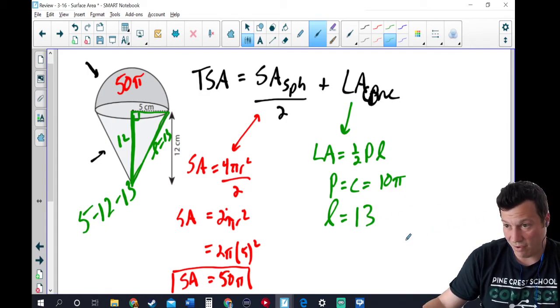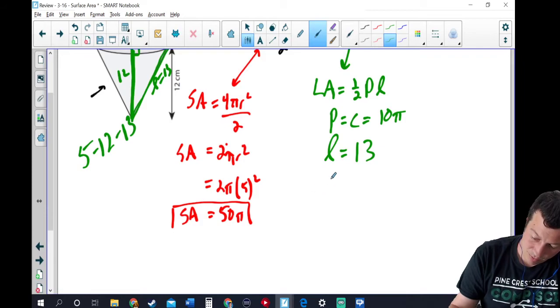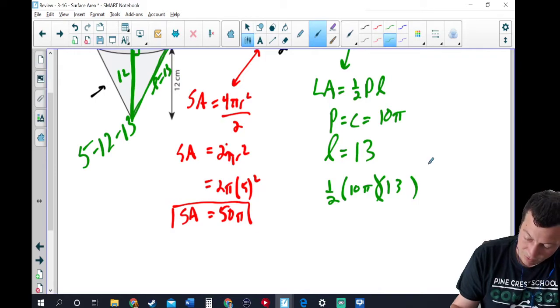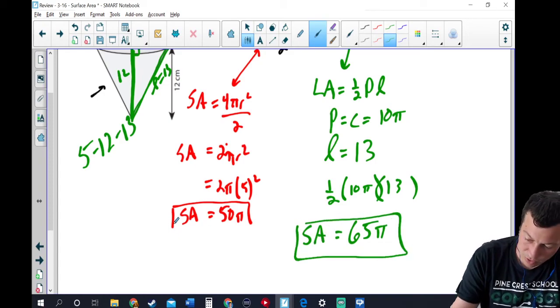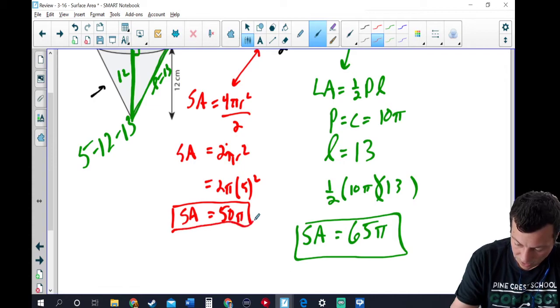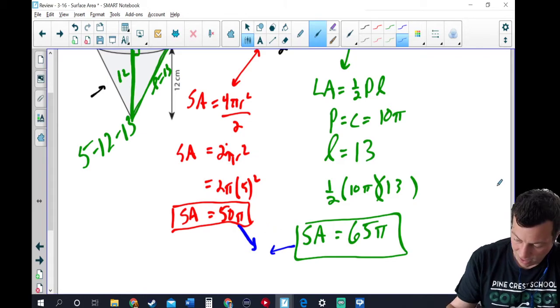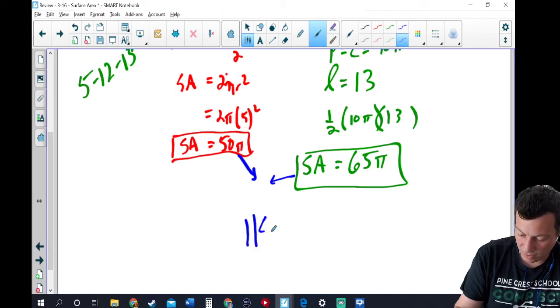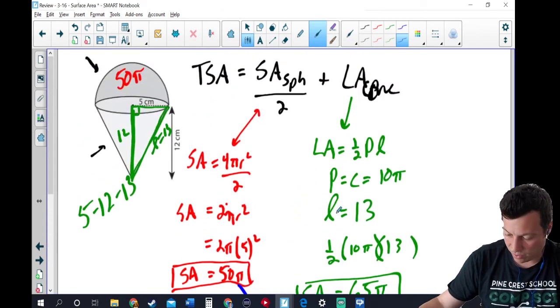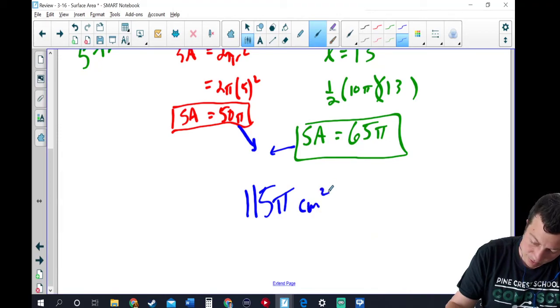And now I pretty much have all of the stuff that we need, right? So we have 1/2 times 10 pi times 13. So that's 5 times 13. That's 65 pi. It's technically our lateral area, but I just put surface area there. So those are our two that we have to merge together, right? So together, we're going to be adding them together, and that's just 115 pi, and then whatever the units were, centimeters, so square centimeters. That is the total surface area of that figure.